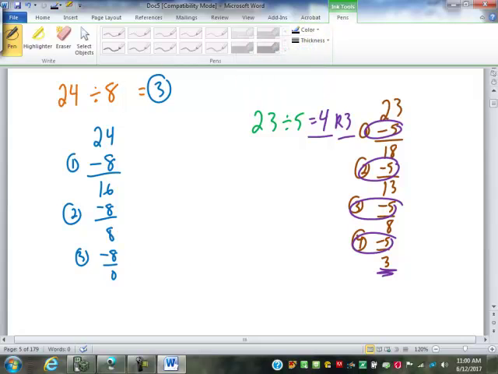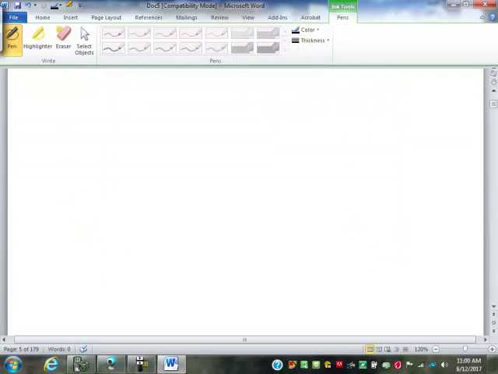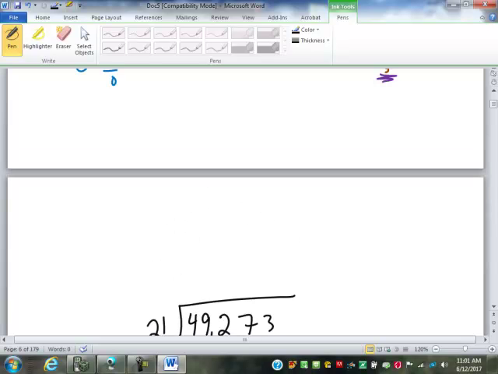So now with that said, let's take 49,273 divided by 21. Now we just said that division is repeated subtraction. I am not about to start subtracting 21 from 49,000. We don't have that kind of spare time, right? But let's think about this for a second.